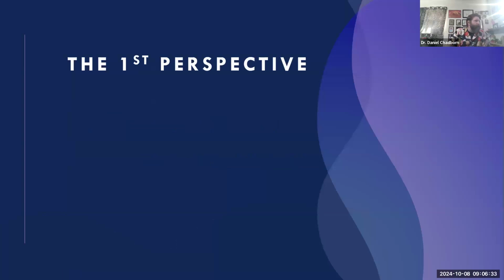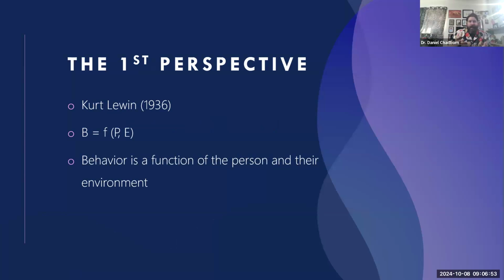A lot of this work comes from Kurt Lewin, the father of experimental social psychology. Back in 1936, Kurt Lewin proposed a sort of mathematical equation. It's not really math, but the idea that behavior, B, is a function of person and environment. So in order to understand human behavior, we have to understand both the individual that is behaving in that way and also the environment in which the person exists.